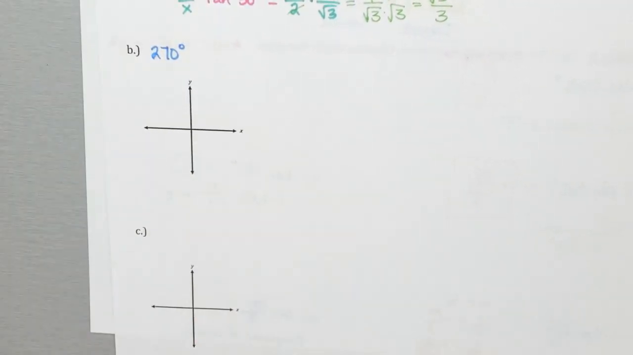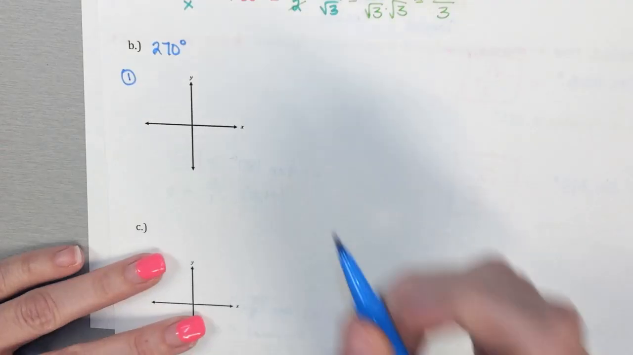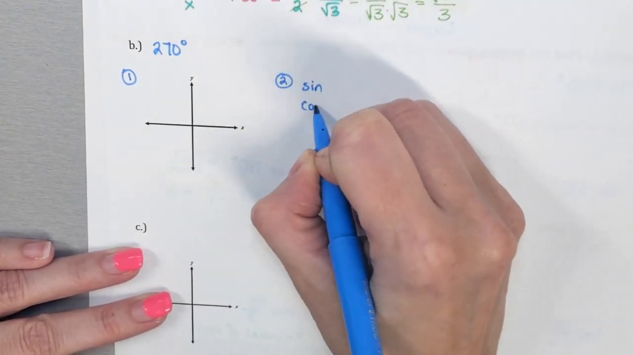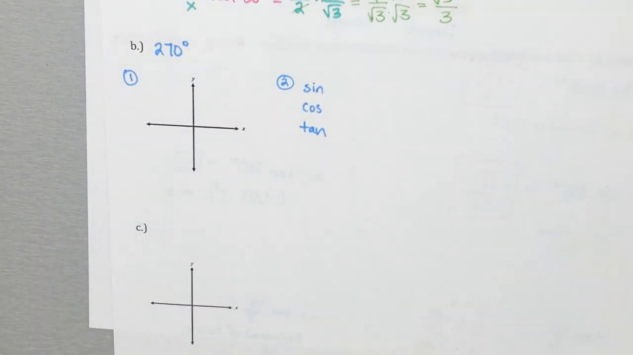Okay, so for B, the first thing I want you to do is draw that angle, and then I want you to do step 2 as well. Okay, so step 1, draw your angle. Step 2, we're going to find the sine, the cosine, and the tangent of whatever your reference angle is.